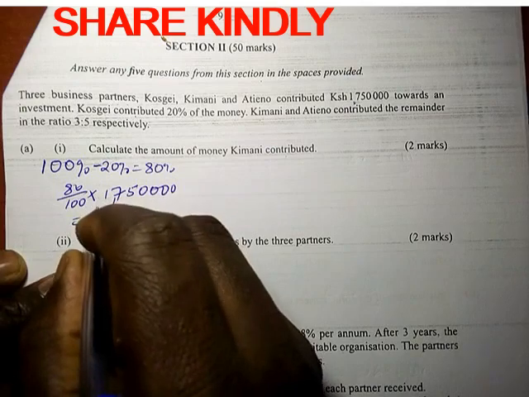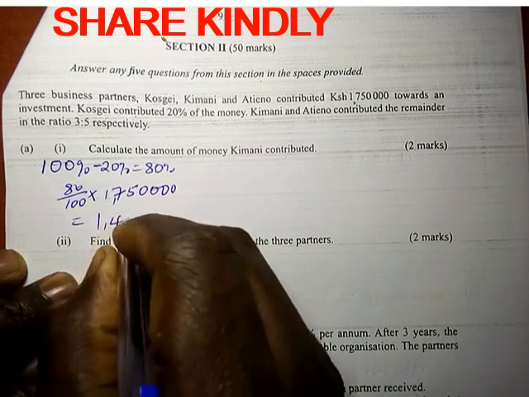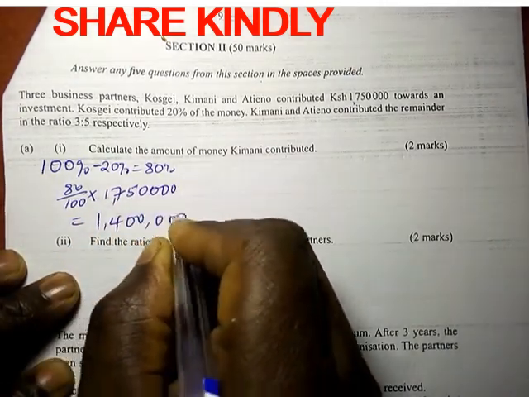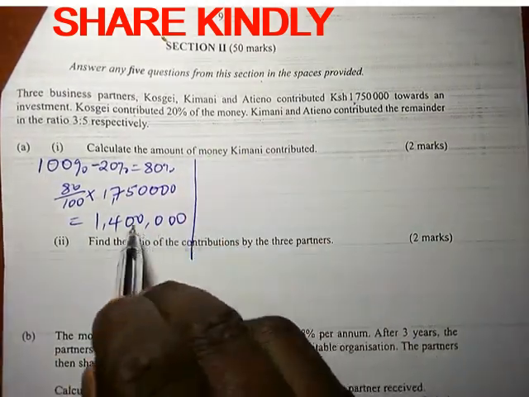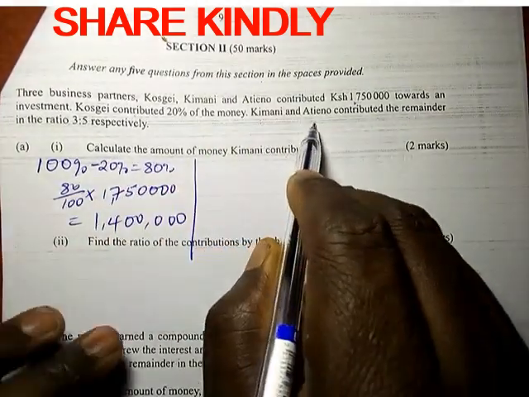So both of them contributed 1,400,000. That is Kimani and Atieno.